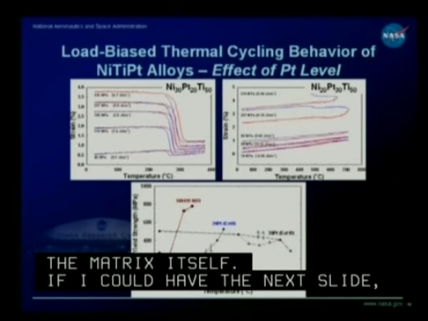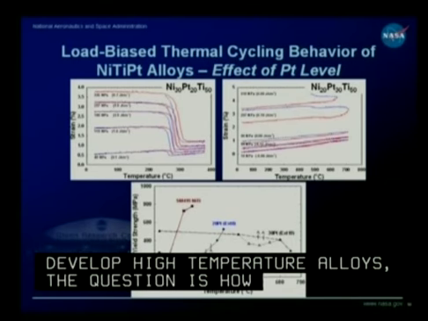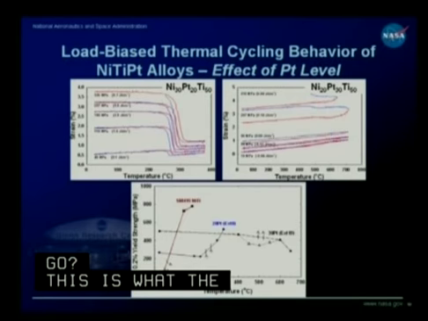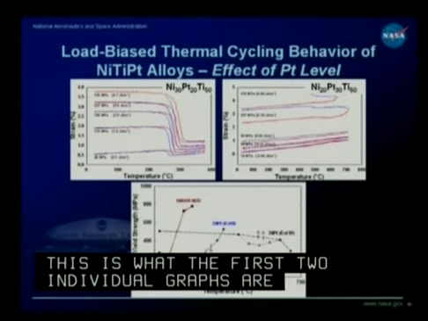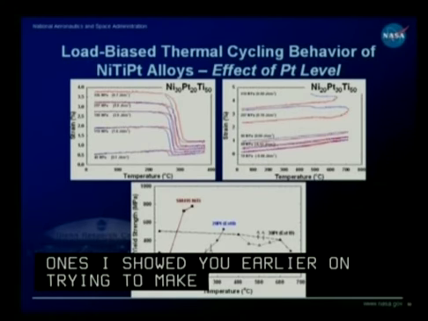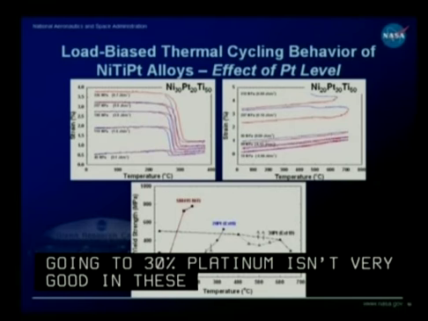Now, since we're trying to develop high temperature alloys, the question is how high can you go? This was the first two individual graphs are the ones I showed you earlier on, trying to make the point that shape memory behavior doesn't represent load bias behavior. So we know that going to 30% platinum isn't very good in these materials. And again, I said I'd come back to tell you why. And we've covered this already, but I'll show you again.